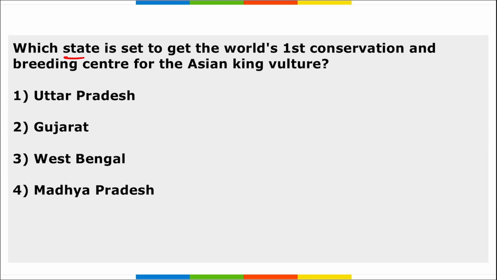Next, which state is said to get the world's first conservation and breeding center for the Asian King Vulture? I repeat, name the state that is getting the world's first conservation and breeding center for the Asian King Vulture. It is your which state? It is your UP, that is your Uttar Pradesh.